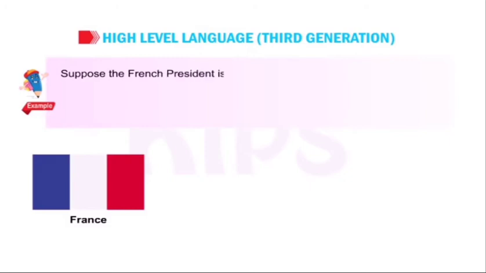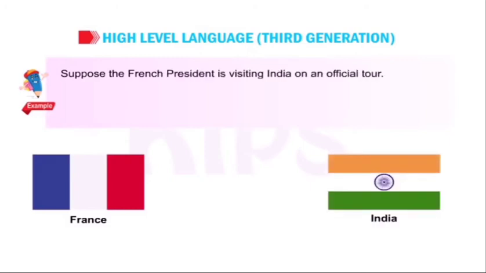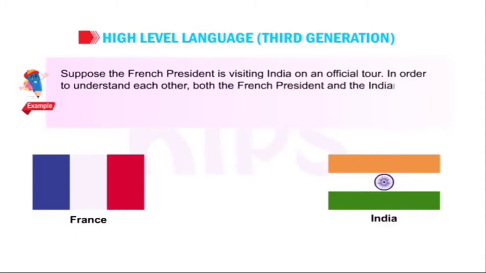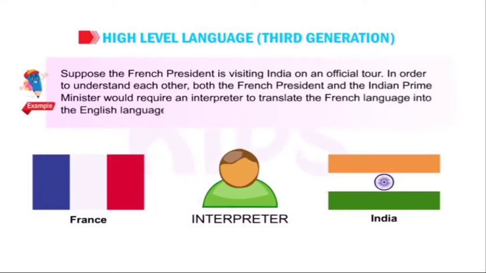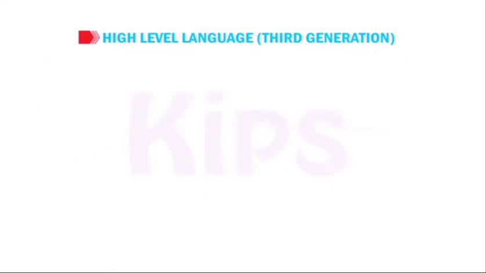For example, suppose the French president is visiting India on an official tour. In order to understand each other, both the French president and the Indian Prime Minister would require an interpreter to translate the French language into the English language and vice versa.